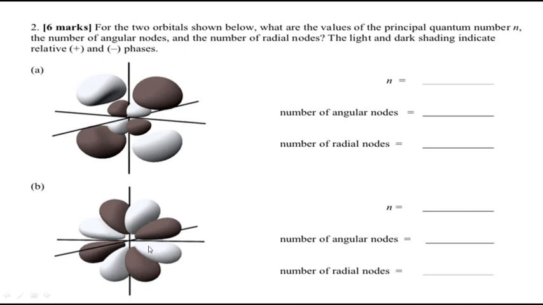So it must be a d orbital. And here how many lobes do you have? 1, 2. It's not spherically shaped. So this must be a p orbital, px, py orbital. You can find out what n is. Once you know the shape of the orbital, once you know the name of the orbital, if this is p, n is equal to what?